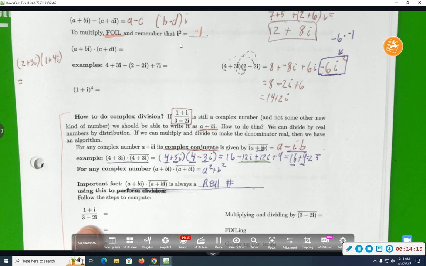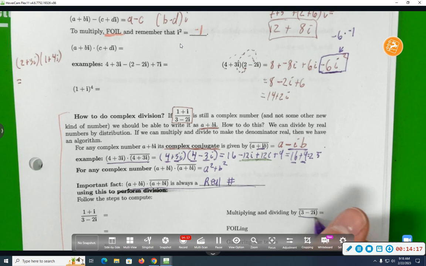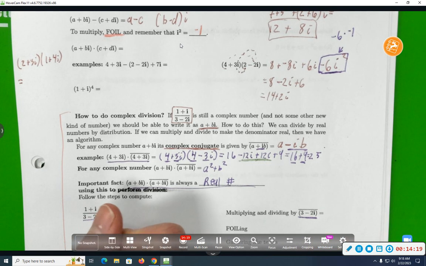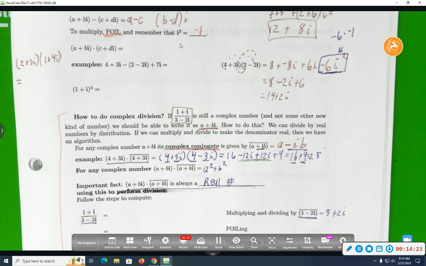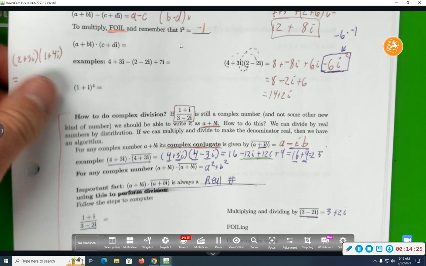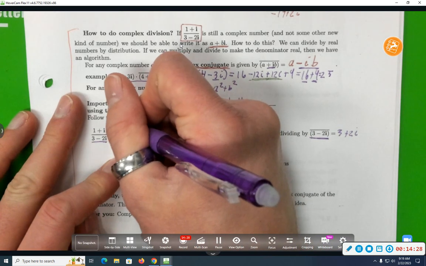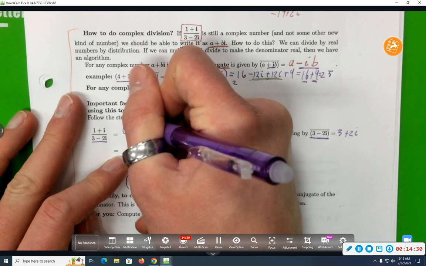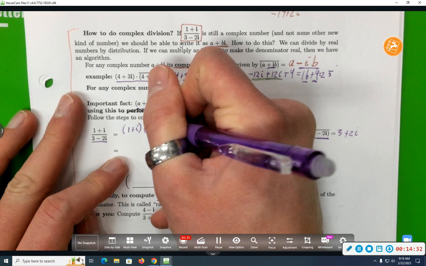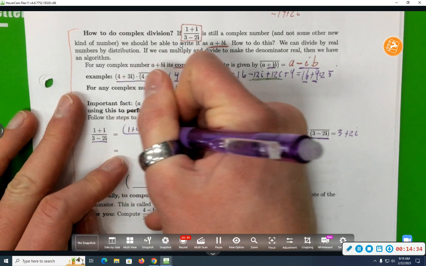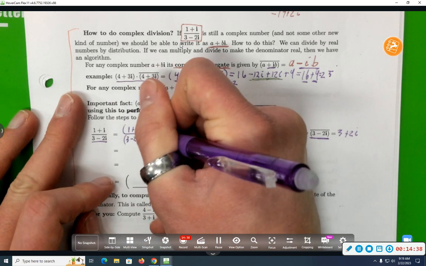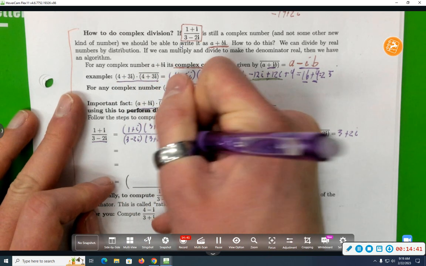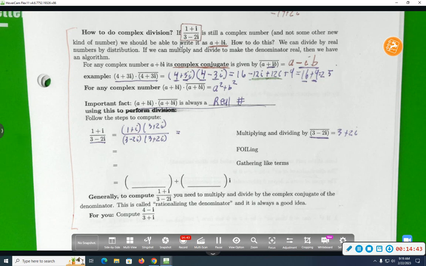If you want to compute this, you should multiply and divide by the complex conjugate of the denominator. So it's multiply and divide by 3 plus 2i, see what happens. So this should be the same thing as (1 plus i)(3 plus 2i) divided by (3 minus 2i)(3 plus 2i). And let's just compute the top and bottom and see what it gives.